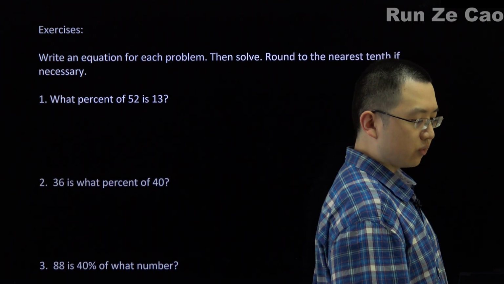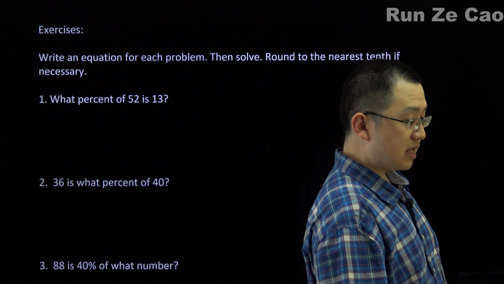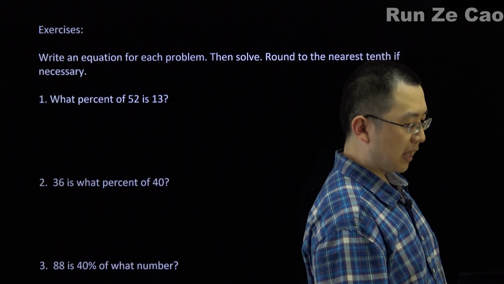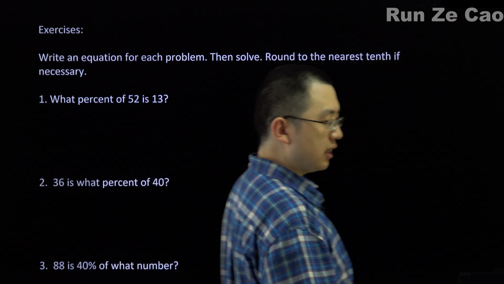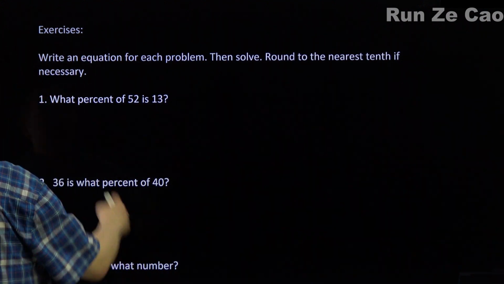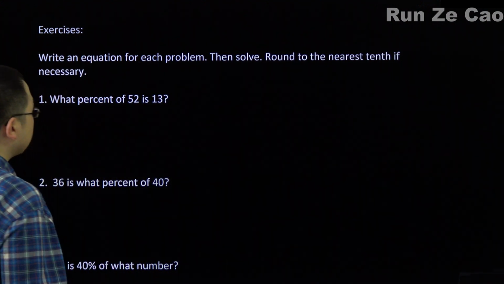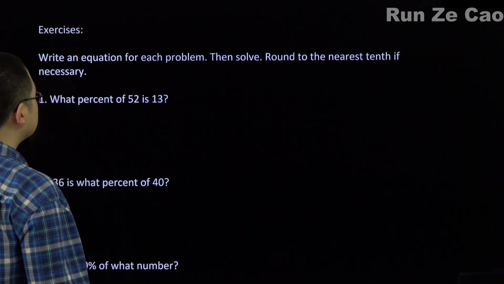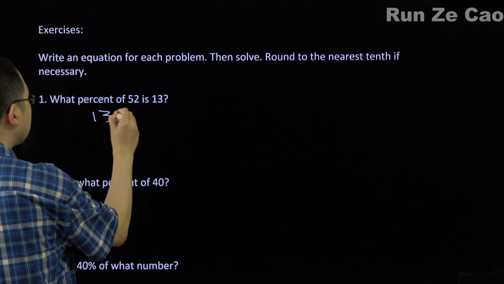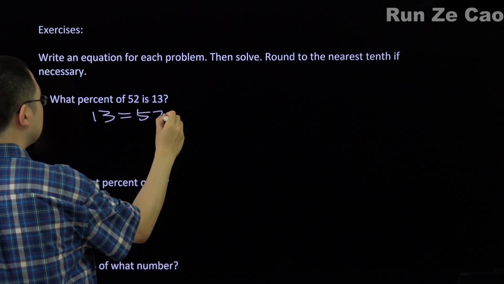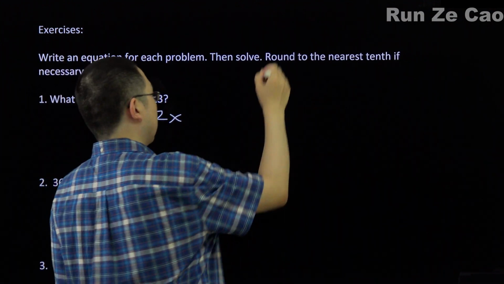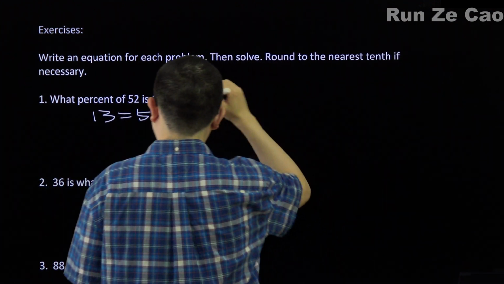Exercises. Write an equation for each problem, then solve. Round to the nearest tenth if necessary. That means tenth of a percent if it's what percent? What percent of 52 is 13? 13 equals 52x. Okay, let's put a let statement for all these problems.